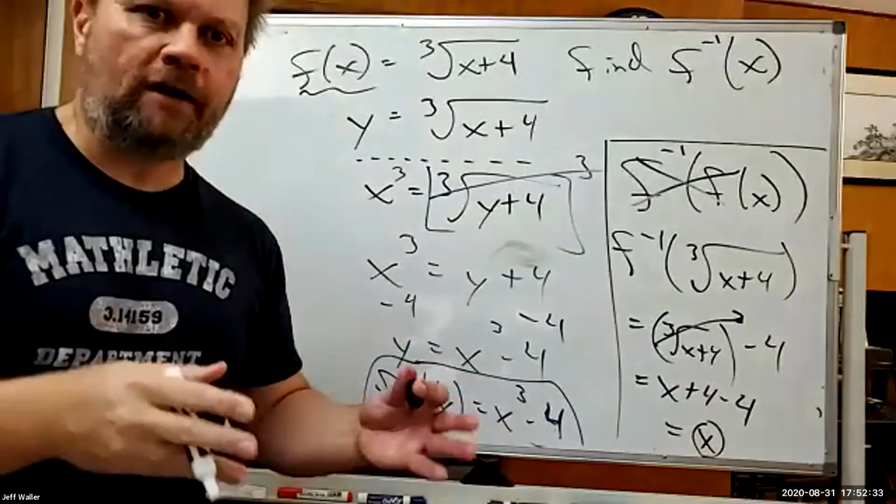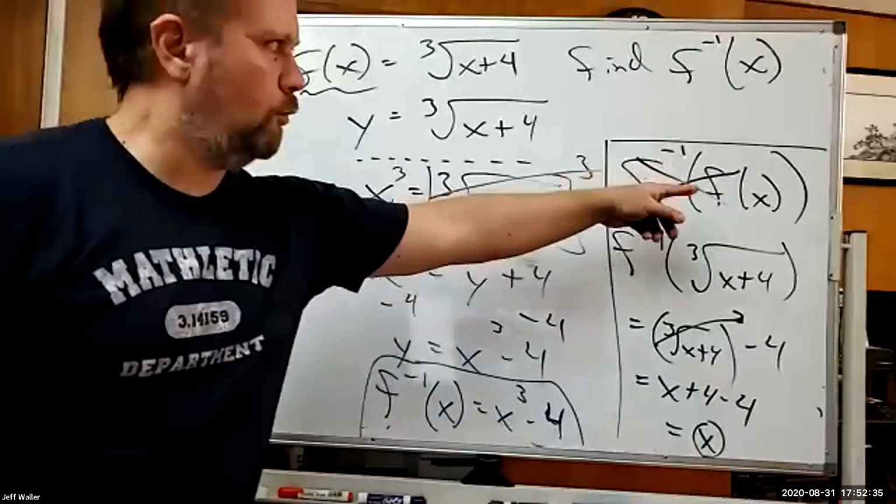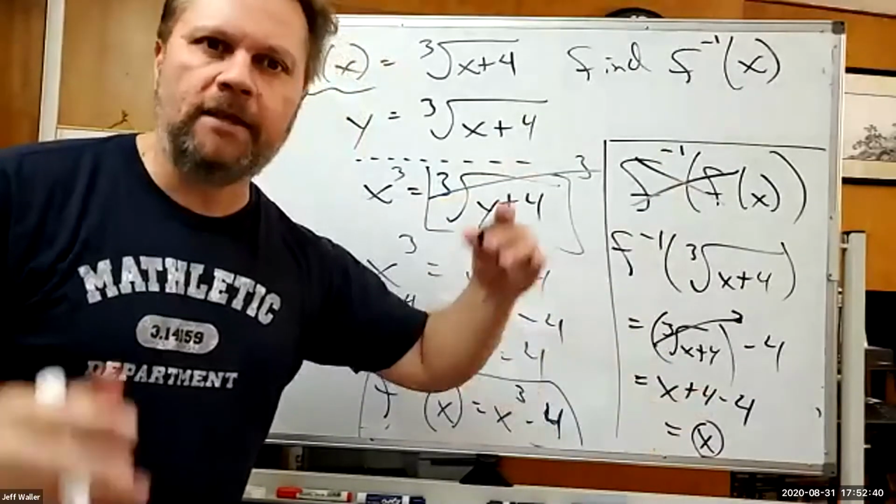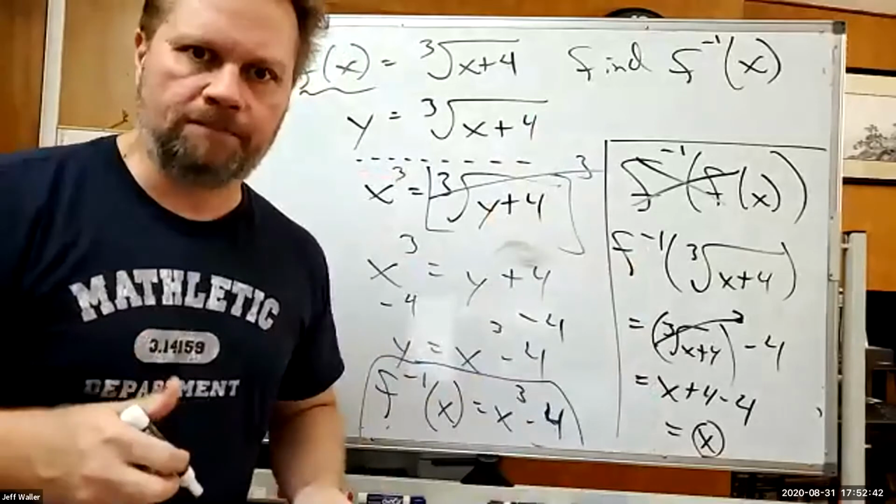So how do you verify that two functions are inverses? You plug one inside of the other one. And if it comes out to x, that means that one undid the other one.